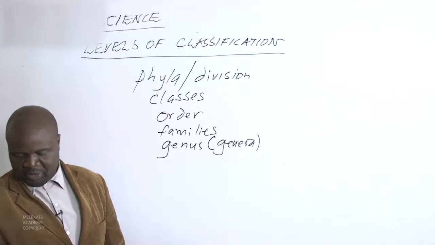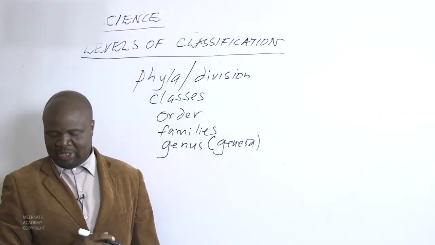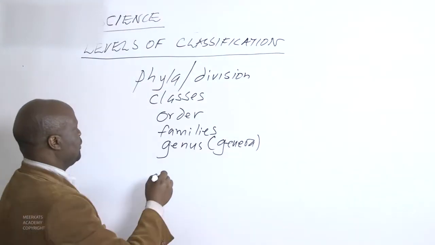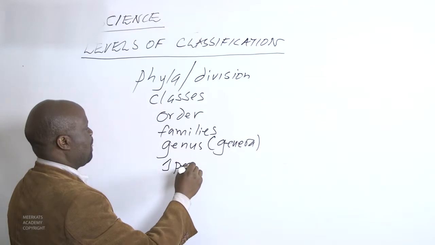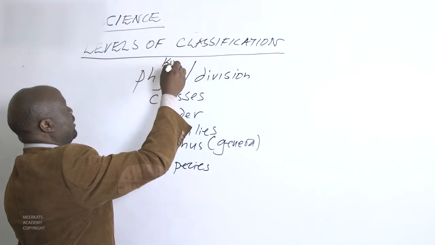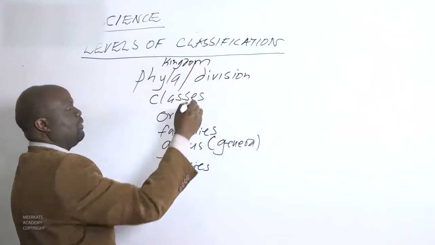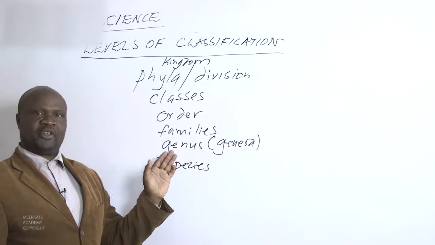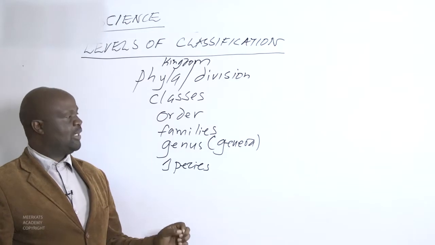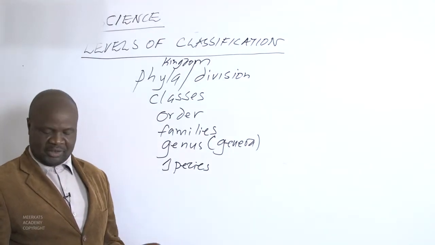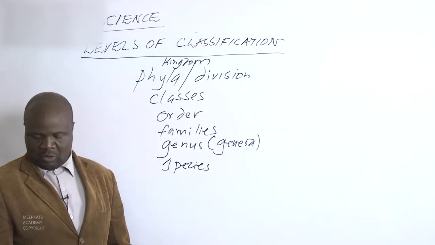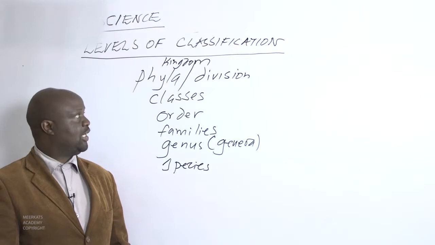Genera, that is in plural. Then from genera, we go to the species. We say up here we have the kingdom. Then from the kingdom, we have the phyla or division if it's in the case of plants, then classes, the order, families, then the genera, and then species. We are going to have this structural representation of these levels of classification.